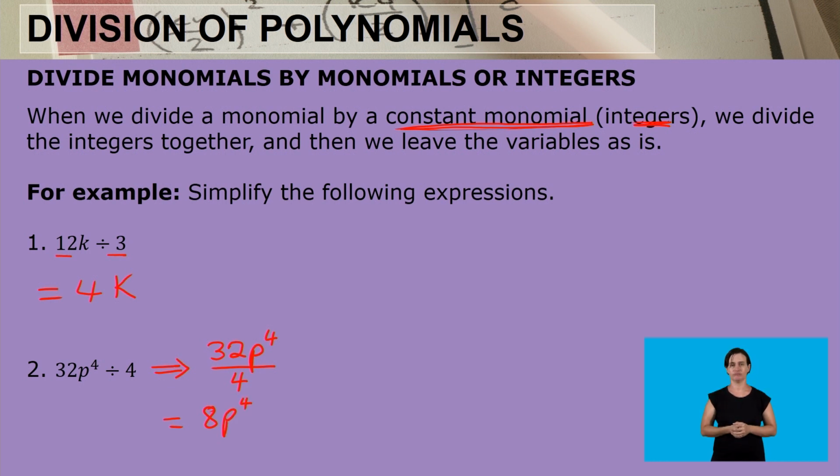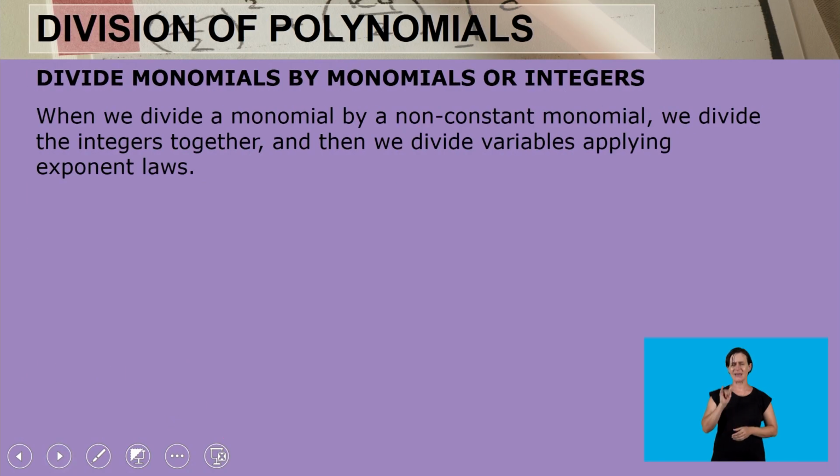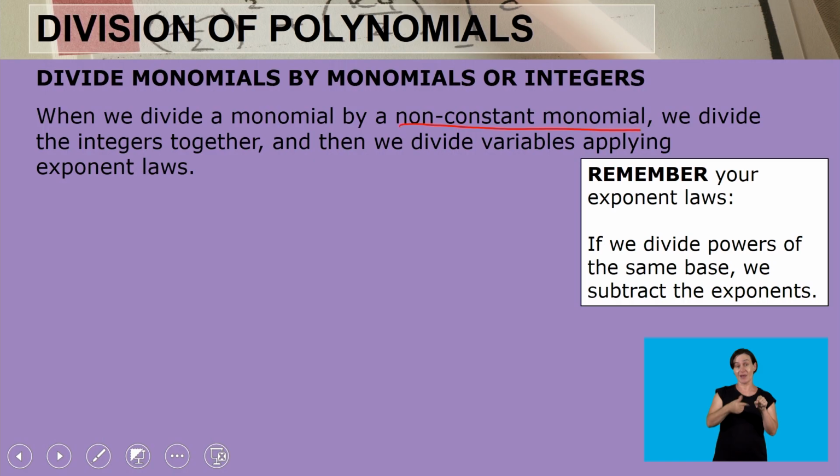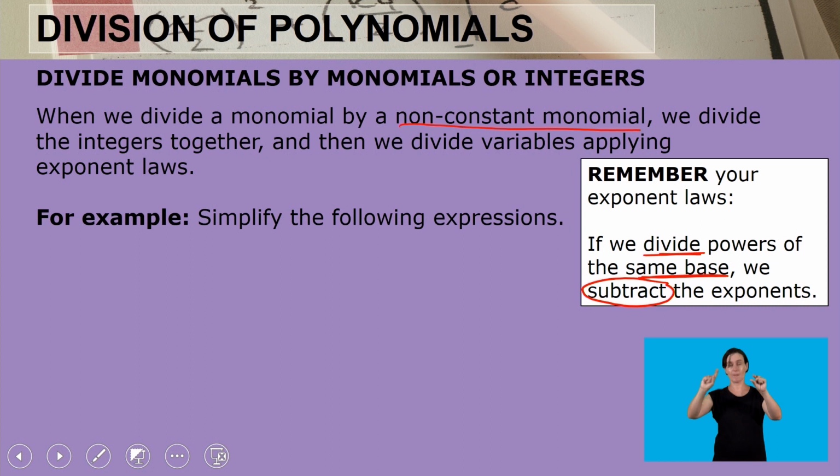But now what happens when we are working with a non-constant monomial? So when we divide a monomial by a non-constant monomial, then we are going to divide the integers together. Then we are going to divide the variables together, of course, remembering our exponent laws, that when we divide powers of the same base, then we subtract those exponents. So let's look at these examples. Let's simplify the following expressions. So we have there 28x divided by 4x.